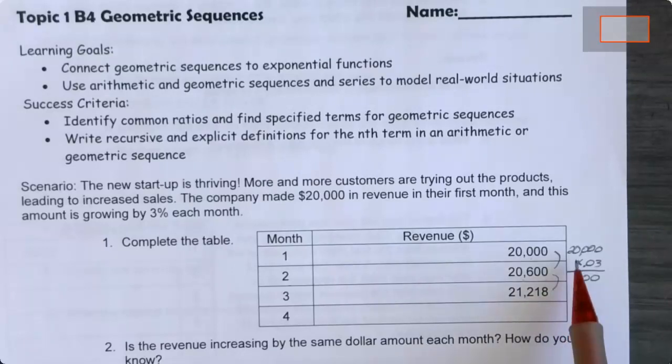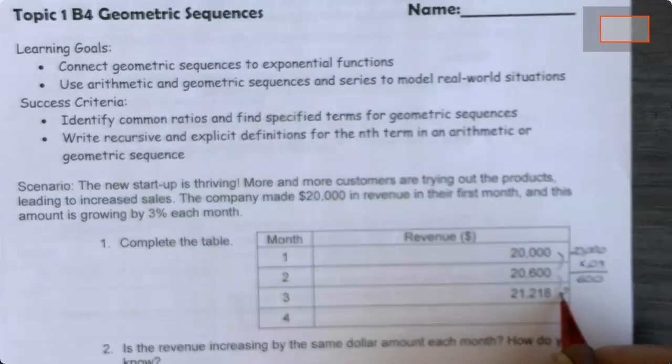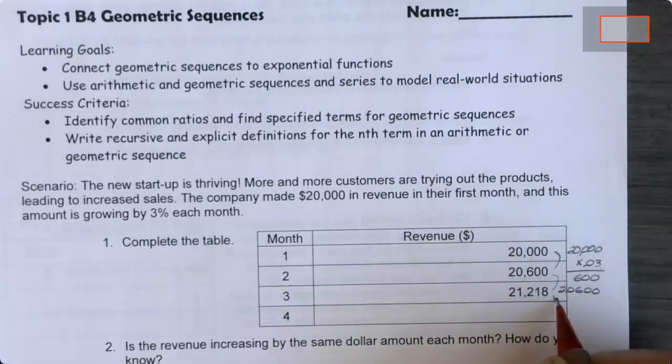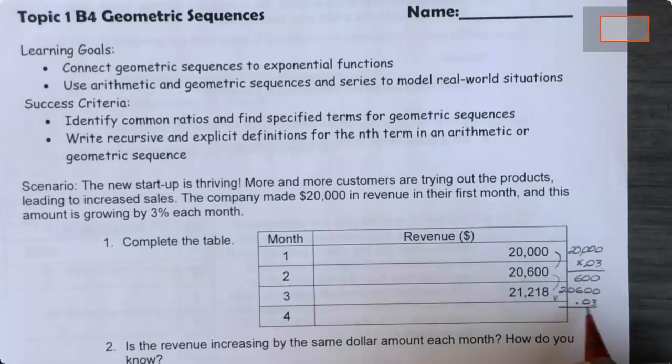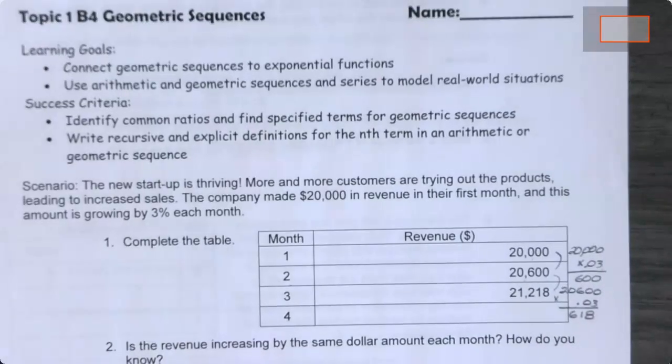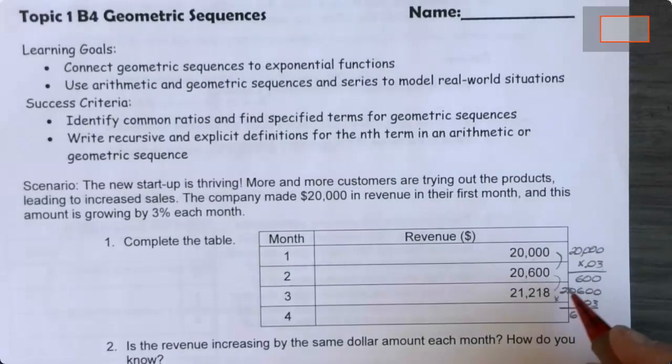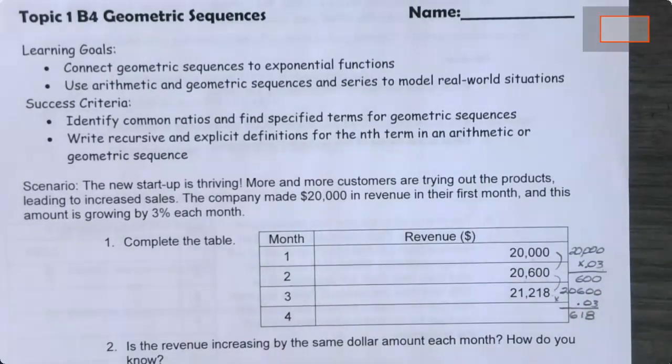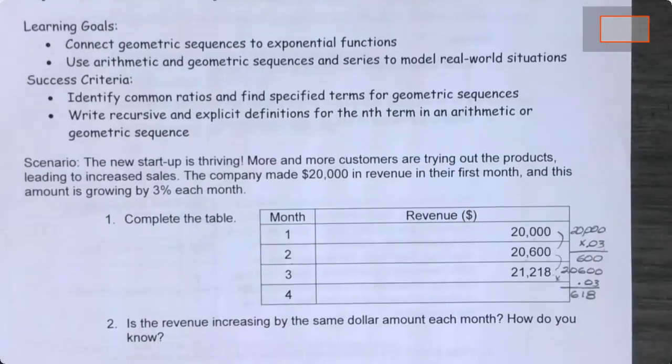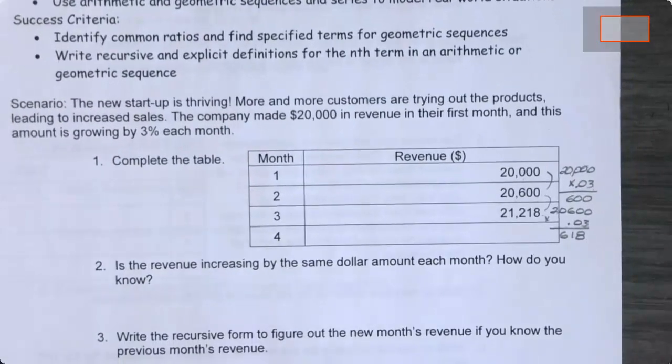Now the growth, instead of 20,000 times 3%, would be 20,600 times 3%. And that is going to give $618. So we can see the amount growing every month is not the same. And we could keep doing that with a lot of steps of multiply by 0.03 and add to the original. However, that's really time consuming if I'm wanting to know a month that's a long ways out. So we want to come up with a pattern.